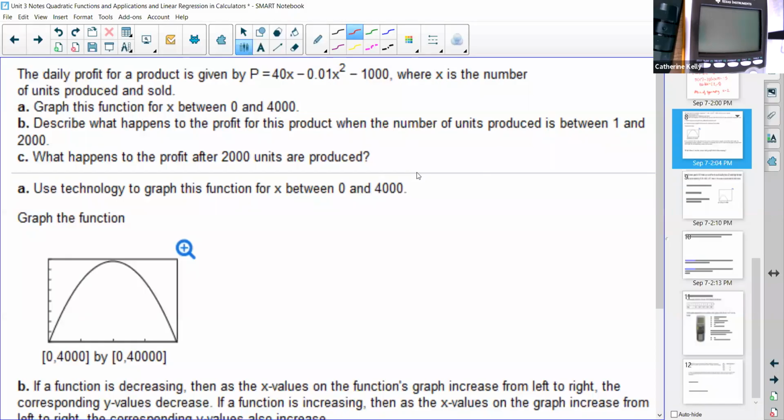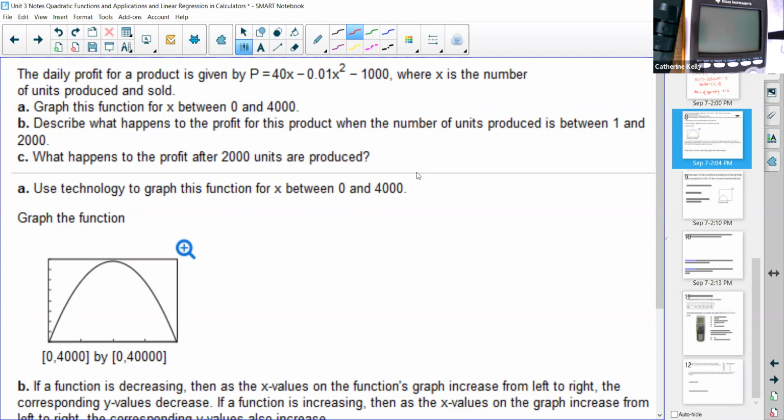Okay, so let's see how all this applies with word problems and whatnot. It says the daily profit for a product is given by this function, where x is the number of units produced and sold. Graph this function for x between 0 and 4,000. Describe what happens to the profit for this product when the number of units produced is between 1 and 2,000. What happens to the profit after 2,000 are produced?